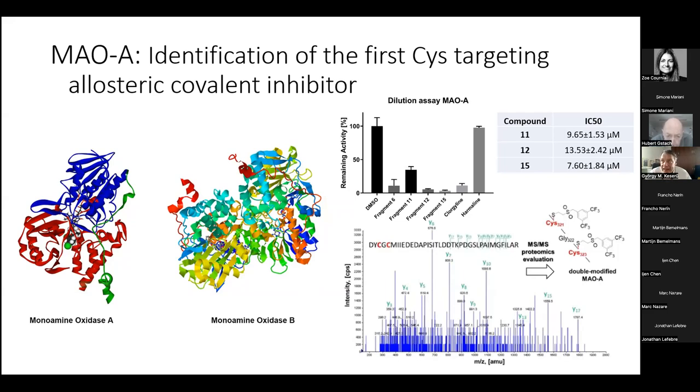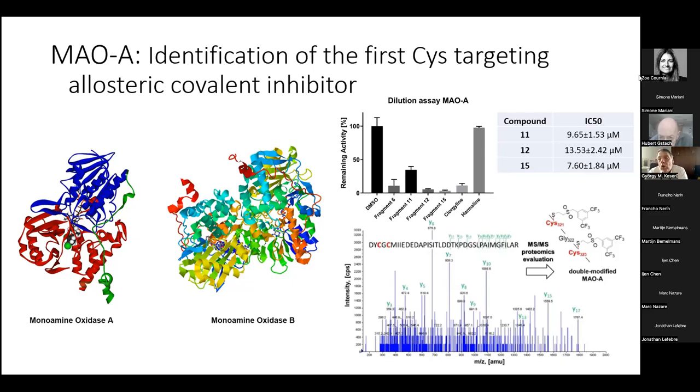Selegiline is an acetylenic compound that forms a covalent adduct with the FAD cofactor that is needed for the catalytic action of monoamine oxidase B. So our intention was to identify a novel covalent inhibitor that selectively blocks monoamine oxidase A. And you can see here that we identified different fragments with low micromolar affinity. Their biological activity was pretty much in the same range as the known non-covalent drug harmaline, a selective monoamine oxidase A inhibitor.